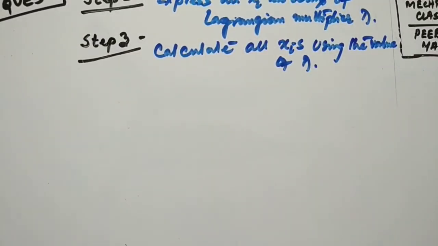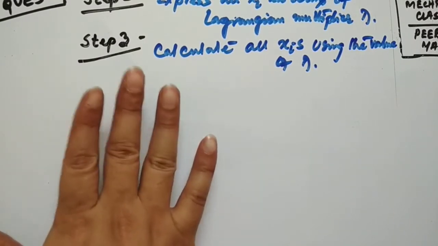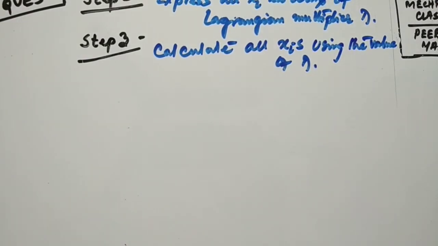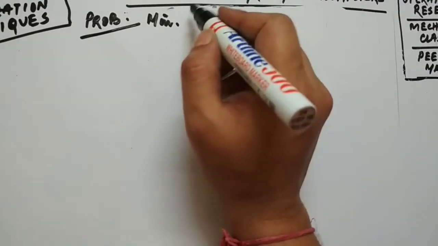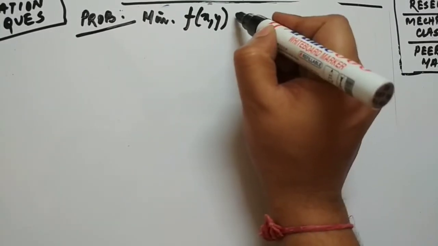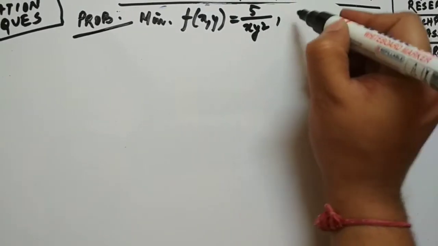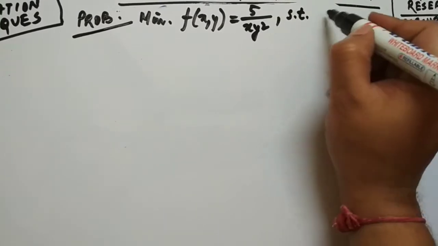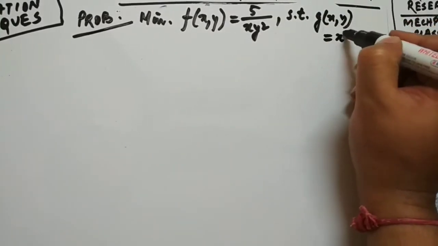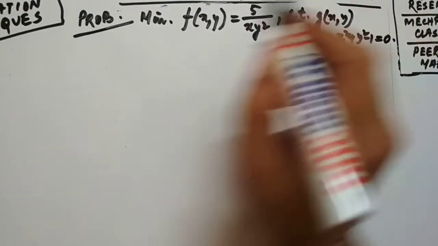Now steps 1 to 3 have been completed. This will be the final step. Now we have to solve a problem using these particular steps only. Let us take a problem. We have a problem of minimization. Say f of x, y is given by 5 by x y square, subject to the constraint g of x, y equal to x square plus y square minus 1 equal to 0.